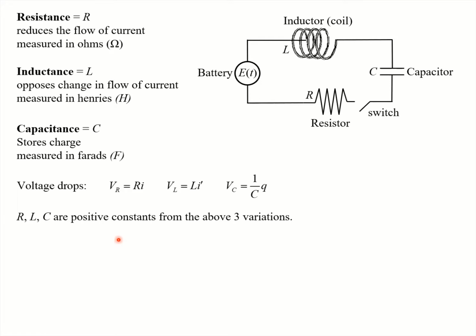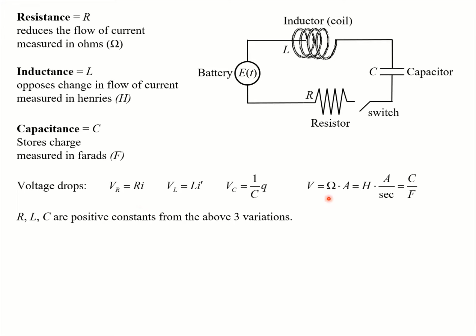And so on our next thing that we're looking at, those are just positive constants from the 3 variations. And we can see that V, volts, can be ohms times amps. And that's from this one right here. So R is measured in ohms, and I, which was the current, is measured in amperes. So that's what we have there.